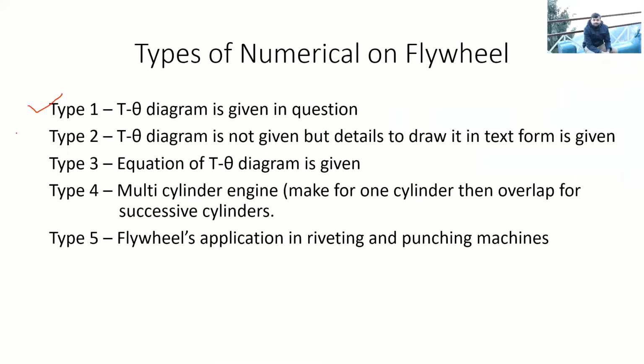The second one was where the T-theta diagram was not given, but some details to draw the diagram were given in the question in the form of text. What was the third type? In the third type, no diagram was given, but the equation for the T-theta diagram was given in terms of different trigonometric functions and some constants. With the help of that, we tried to draw the diagram and determine whatever was asked in the question.